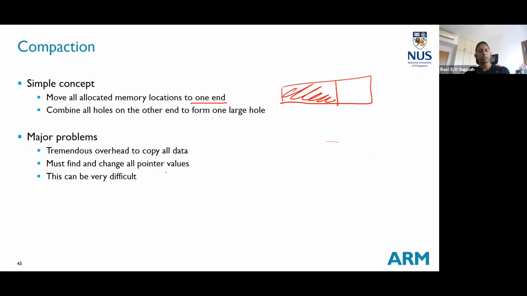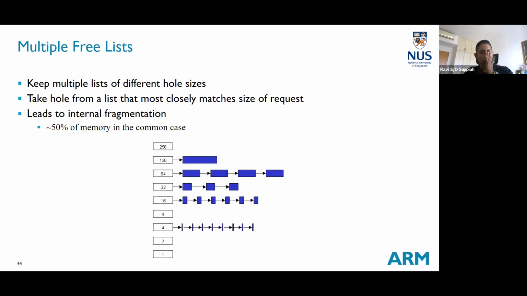Of course, though it would be good to have something like this, it's always a lot of overhead, because you need to keep on adjusting all the pointer values, you need to copy all the data over and so on. So that is a challenge. One way to go about this is to have the concept of what we call the multiple free list.